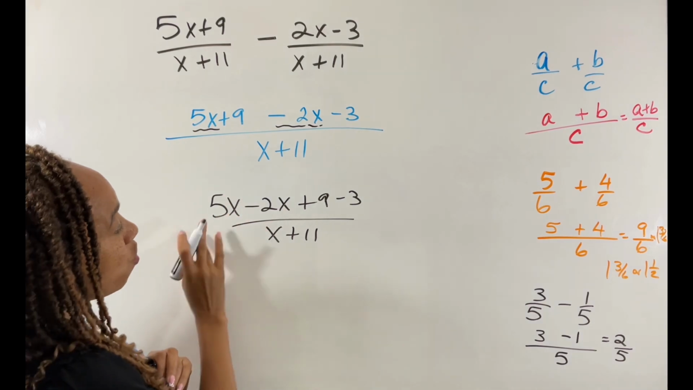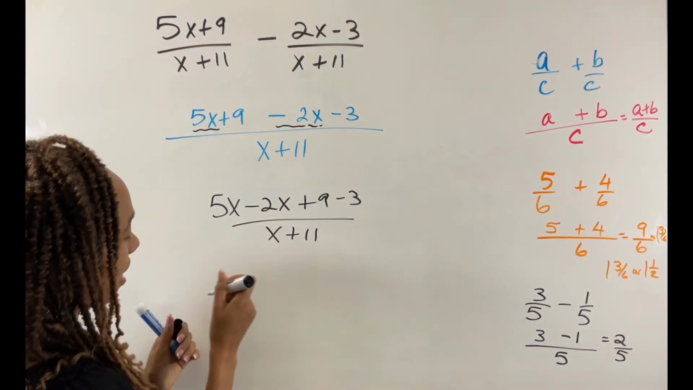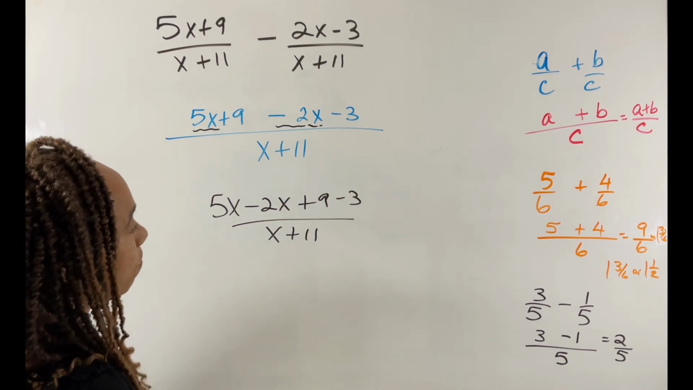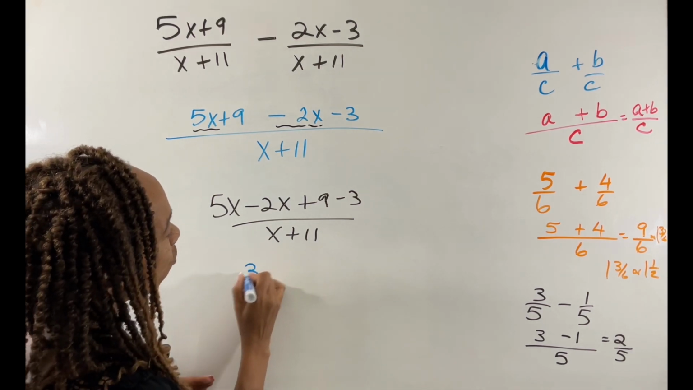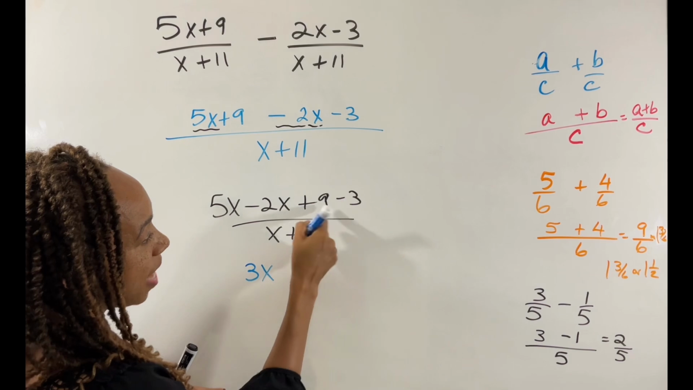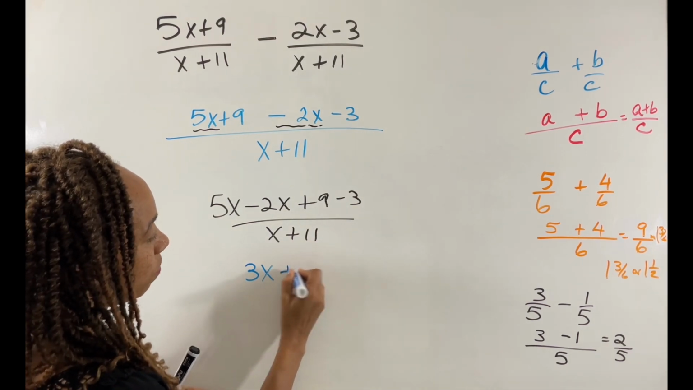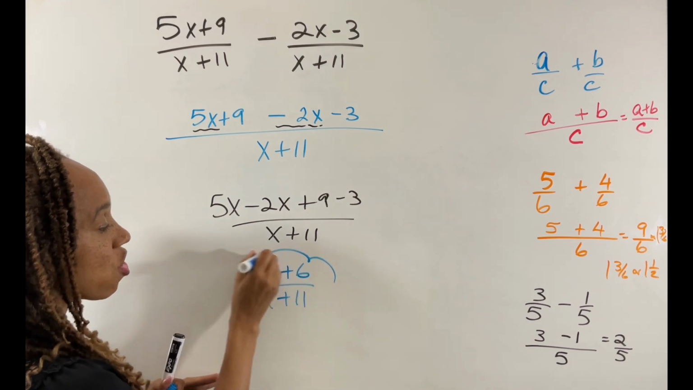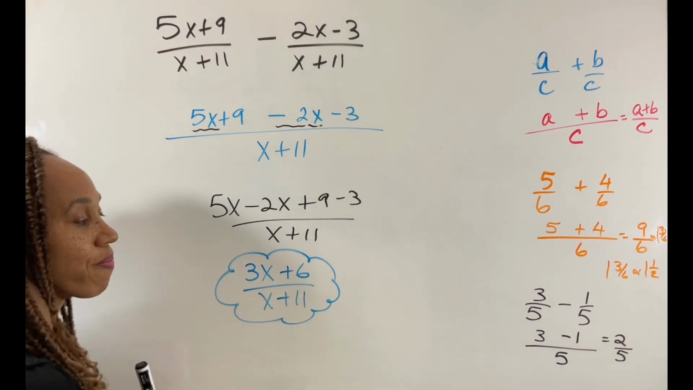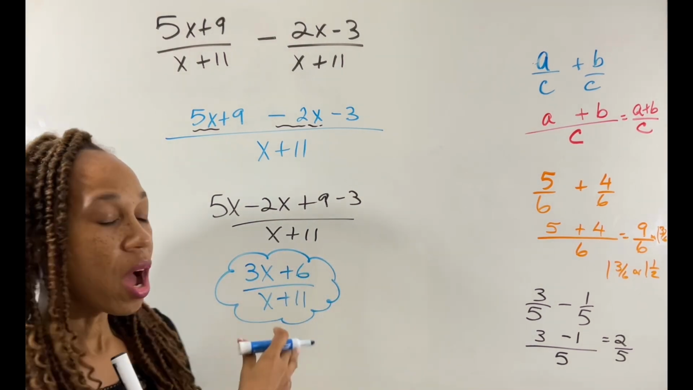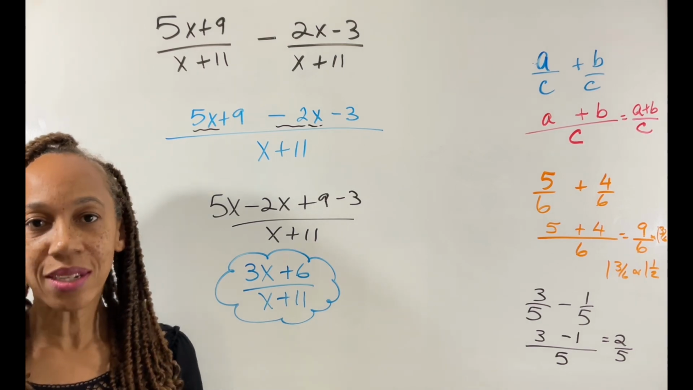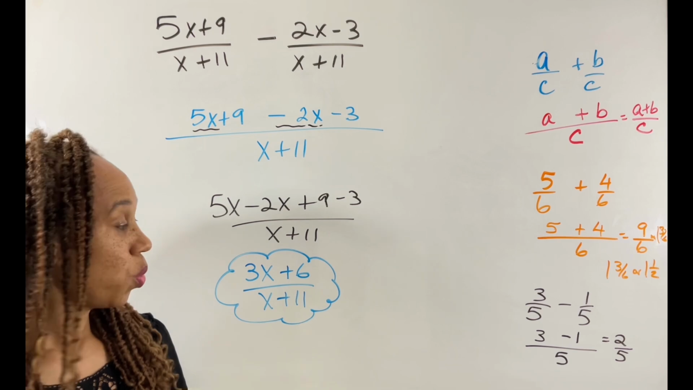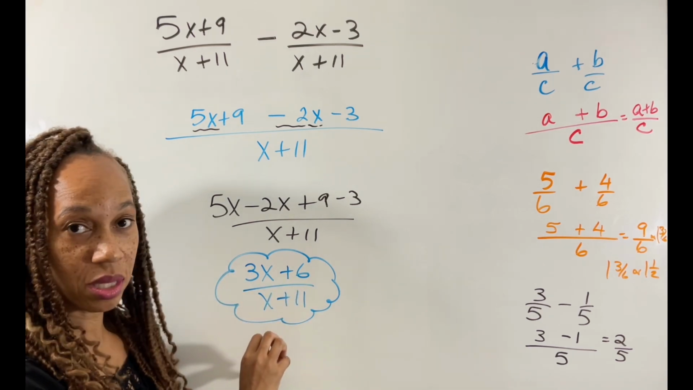So now you have your like terms together, and this is going to give you 5x minus 2x is going to be 3x. So we have 3x, and then you have 9 minus 3 is going to be 6 over x plus 11. And there is nothing you can do with this. Just draw a cloud, or you can box your answer, and that is your final answer. So you cannot reduce this.